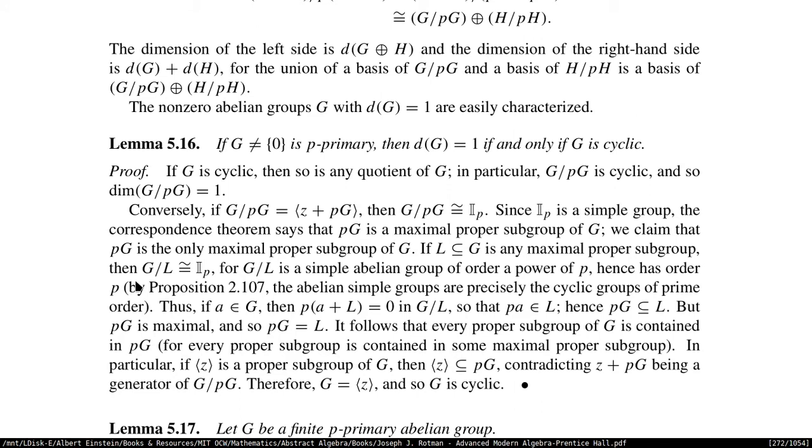G mod PG is cyclic. We know that it is cyclic, then we're going to prove that G is cyclic. So G mod PG is cyclic, so it's generated by the coset Z plus PG. Now G mod PG, as you can see, is isomorphic to the integers modulo P.